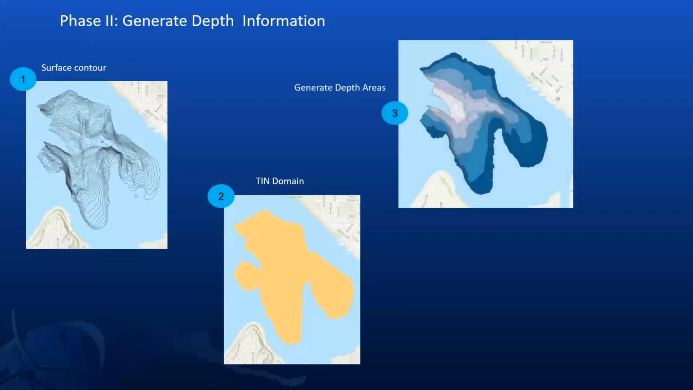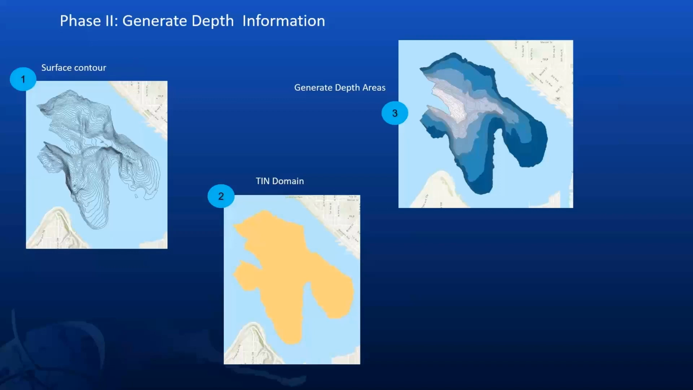And then the next tool in the workflow is a new tool in ArcGIS Pro 2.9, which was just released last week, called Generate Depth Areas. This tool uses the TIN and the contours as input, and it generates a set of IHO S-57 or S-101 compliant depth areas, so they have the DRVAL1 and DRVAL2 populated.